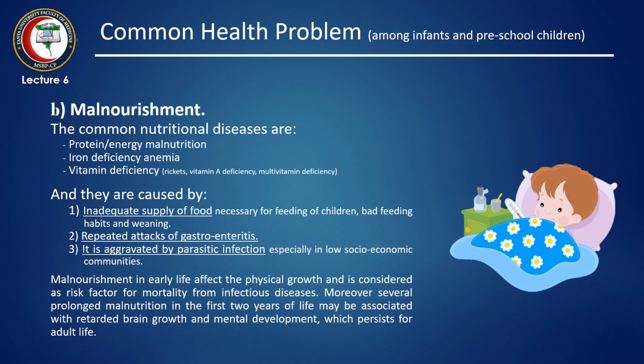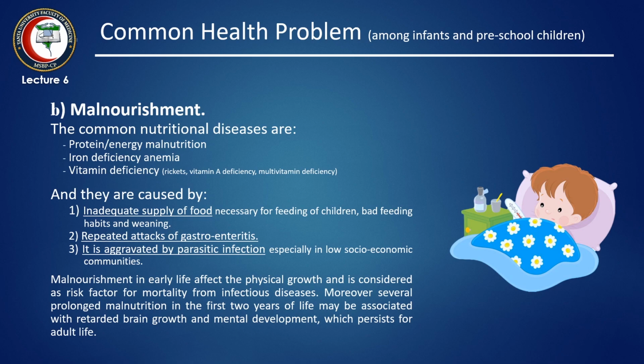All malnourished diseases are caused by inadequate supply of food necessary for feeding of children, besides bad feeding habits and weaning. Also, they are caused by repeated attacks of gastroenteritis. It is aggravated by parasitic infection, especially in low socioeconomic communities.